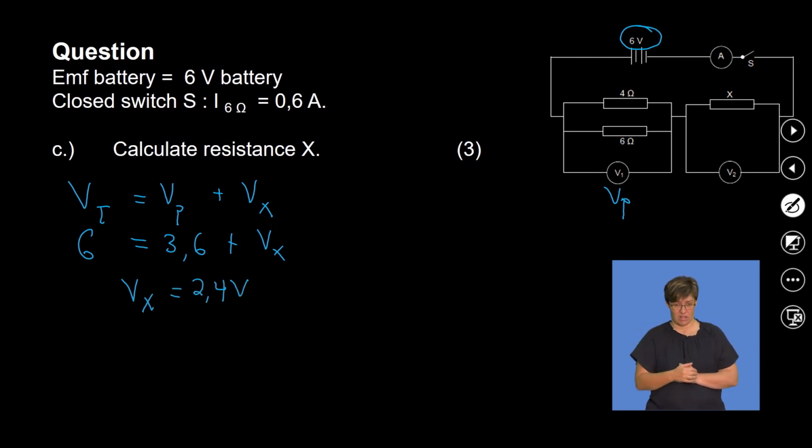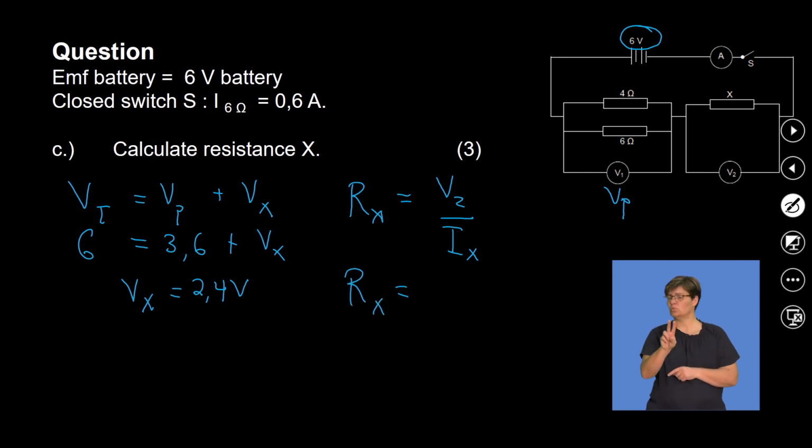So that's what we know already. But we want to calculate the resistance. We know the total current passes through resistor X, okay? So Rx is actually equal to V2 divided by the total current in the circuit, which goes through resistor X. So Rx reduces to, what is our V2 in this case? Our V2 is 2.4, divided by the total current in the circuit, which is 1.5, okay?